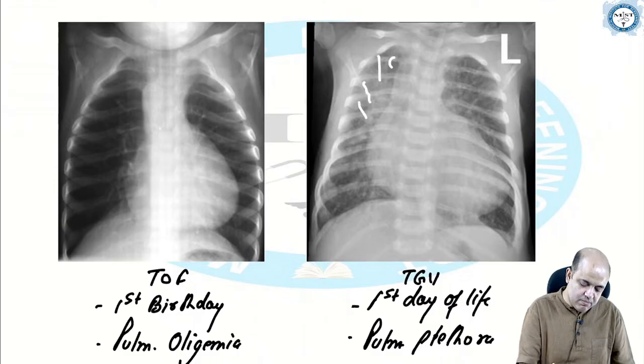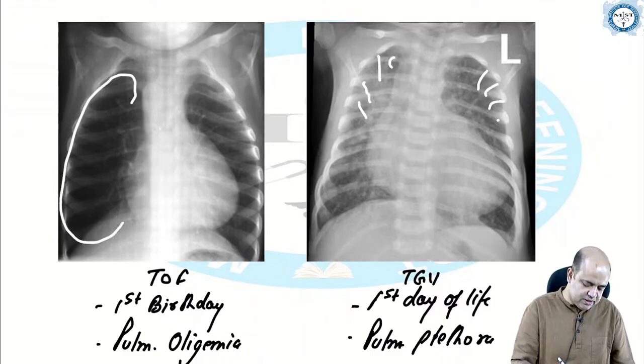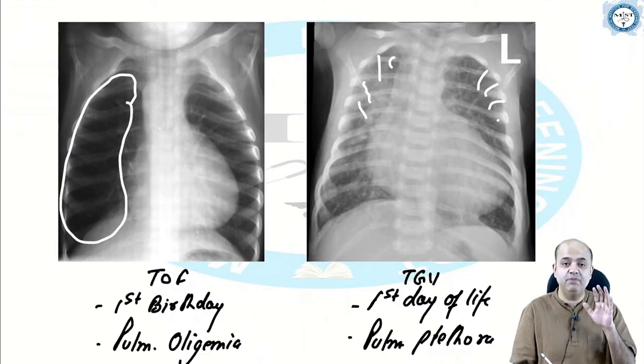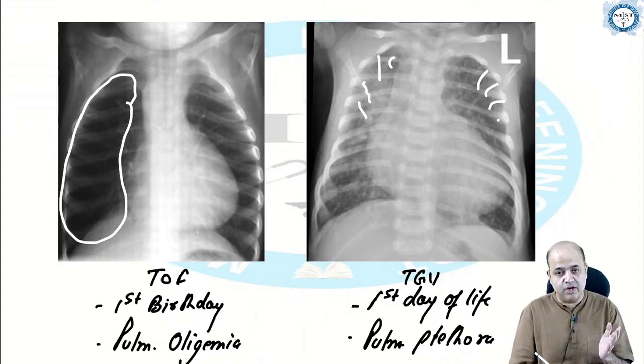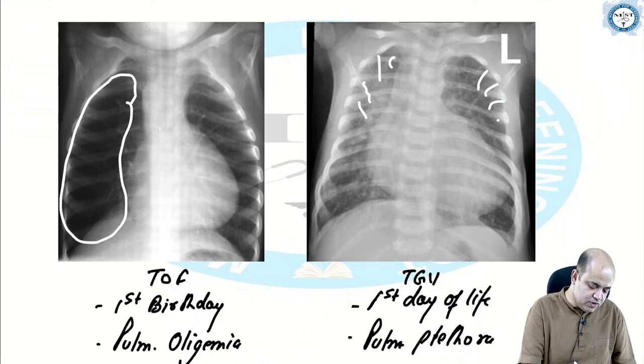Can we see these areas? These are all blood vessels. This is pulmonary plethora. Here we see this area is appearing dark, and this is because the pulmonary blood flow is reduced, so the area is appearing darker compared to the second X-ray. Okay, so this is the tetralogy of Fallot, and this is the transposition of the great vessels.